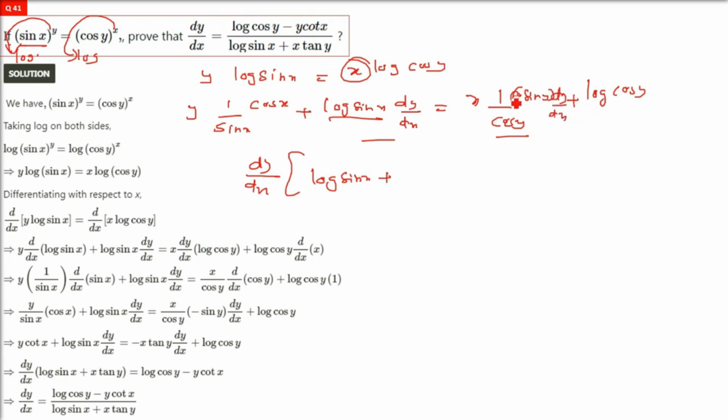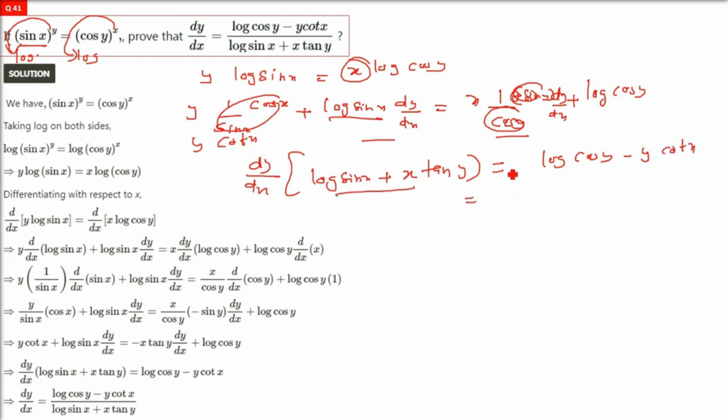So dy by dx I'm taking outside and taking on the left. So sin by cos is tan. So x tan y you can write. And what else is remaining? Log cos y is remaining. And this is cos by sin. This is cot. So cot x, y cot x. Y cot x has to be taken on the right hand side. Minus y cot x. Now it's just divided. So it will be log cos y minus cot x, y cot x divided by log sin x plus x tan y.